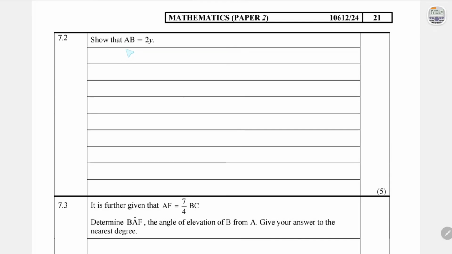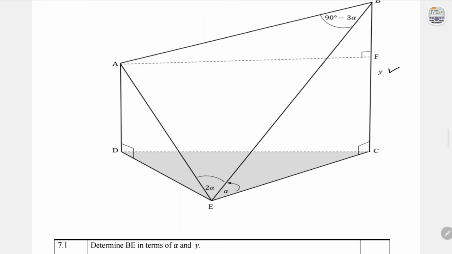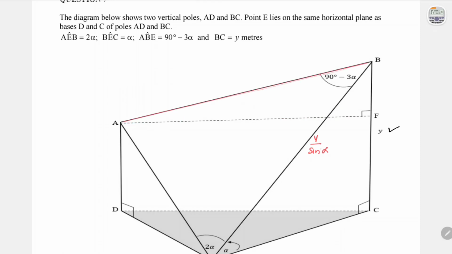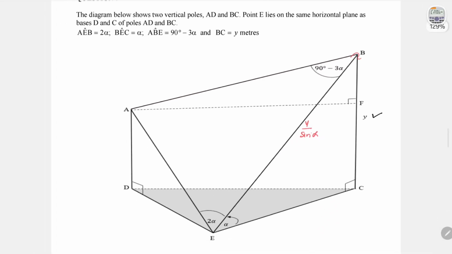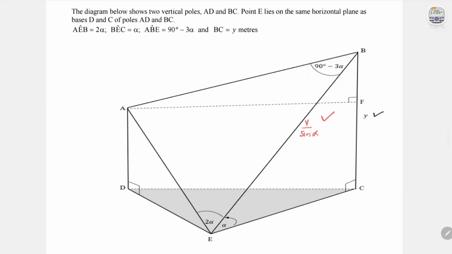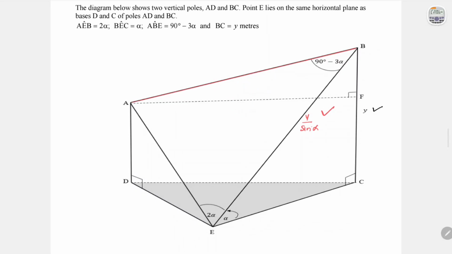Question 7.2 says, show that AB is equal to 2y. Seeing that we just found BE to be y over sine alpha, remember that this has already been found. Now we need to show that AB equals 2y. With that, we can use this triangle over here because it includes the side BE and it also has angles in it. Because we're trying to find AB, we can use the sine rule. With the sine rule, we need the angle opposite the side we're looking for, and here we have that.